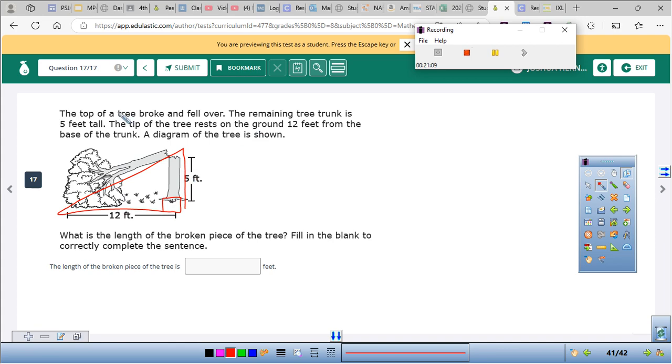Let me see. The top of the tree fell over. The remaining tree trunk is 5 feet tall. The tip of the tree rests 12 feet from the base of the trunk. Okay, what is the length of the broken piece of the tree? So here's the right triangle, and you have the right angle over here. So these are your legs, your a and your b. Now we're looking for the c. So we're going to go 5 squared plus 12 squared equals, I think it's 13 squared, but we're going to go c squared.